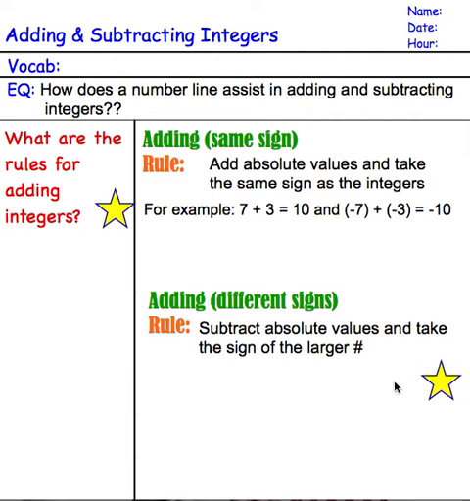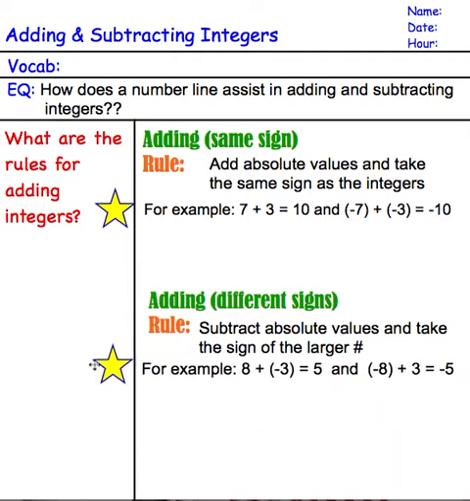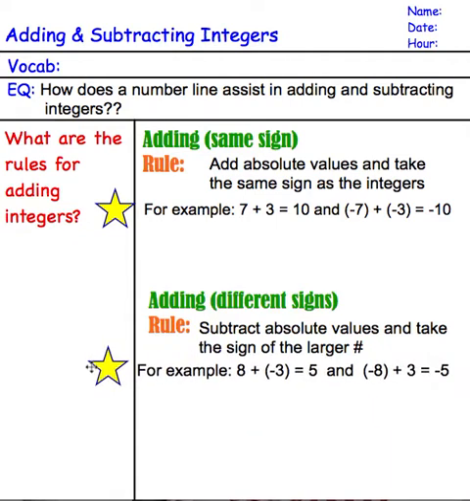So for example, if you have 8 plus negative 3, 8 minus 3 is 5 because they're 8 and negative 3, the absolute values are 8 and 3. And then 8 is the bigger absolute value, it's positive, so therefore 5 is positive.